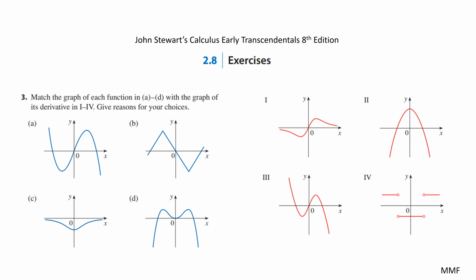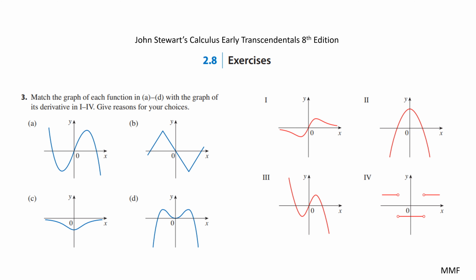Here we're doing question 3 from section 2.8 of James Stewart's calculus. Now, if you look here, this question is basically asking you to match the graph on the left to its antiderivative on the right. And so when I get a problem like this on a test, I think process of elimination.